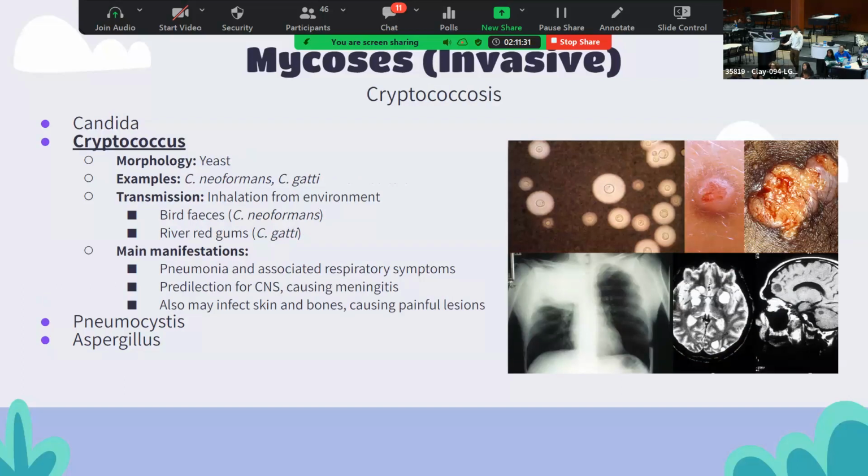Cryptococcus, it's a yeast. C. gattii and C. neoformans are the examples given. C. neoformans is transmitted via bird feces, C. gattii via river red gums. Usually it's a respiratory one, causes pneumonia, can also cause meningitis if it gets into your central nervous system, and it can also infect your skin and bones, causing painful lesions. And you can see X-rays and lesions on the right.